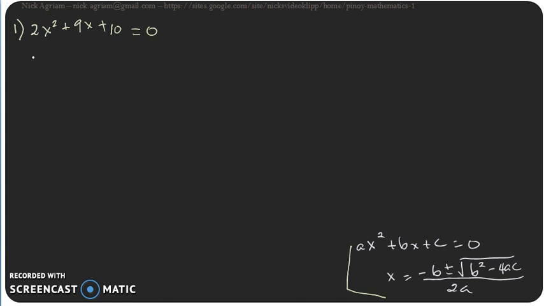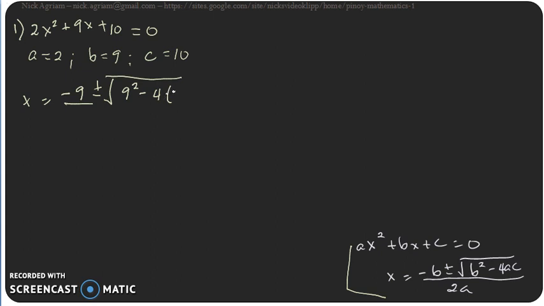Okay, but you need to identify A, which is 2, and then we have B, which is 9, and then we have C, which is 10. Now we are ready to use the formula. We have negative 9, which is B, divided by, plus minus square root of 9 squared minus 4 multiplied by A, which is 2, multiplied by C, which is 10, divided by 2 times A, which is 2 also.